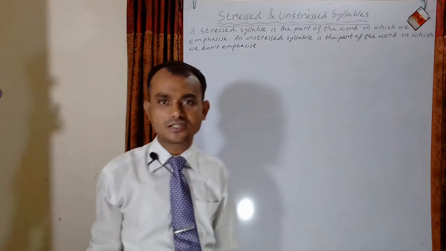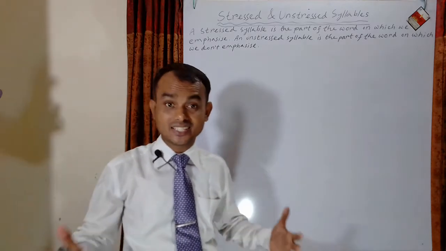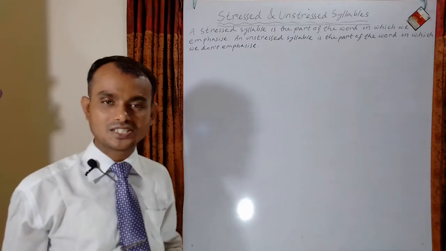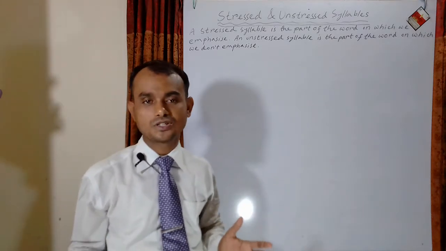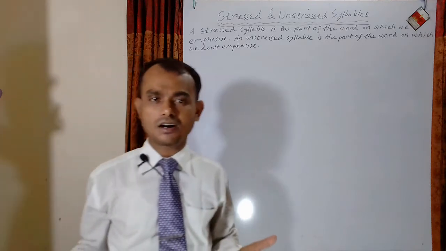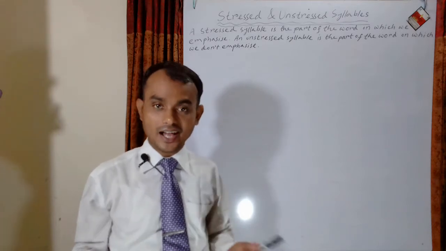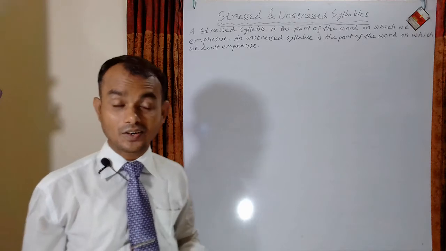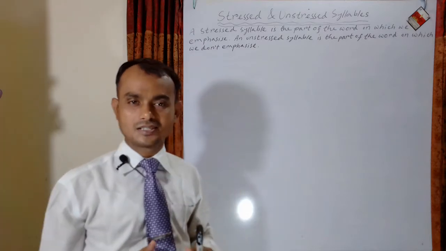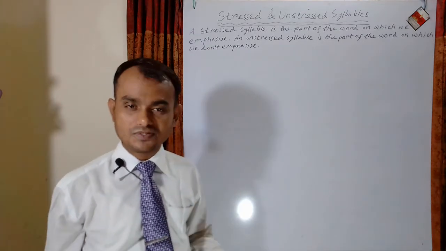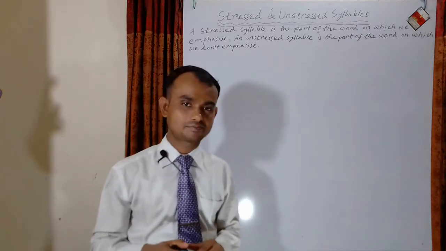Dear students, I have already written what is a stressed syllable and what is an unstressed syllable. A stressed syllable is the part of the word on which we emphasize. An unstressed syllable is the part of the word on which we don't emphasize. The characteristics of a stressed syllable are greater, higher, louder. On the other hand, the characteristics of an unstressed syllable are lower, softer, and shorter, you can tell.